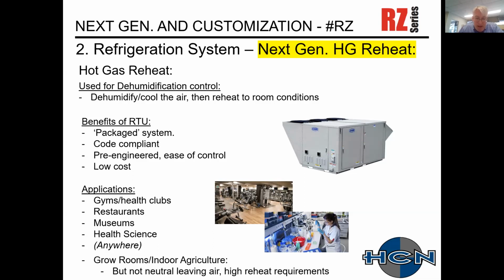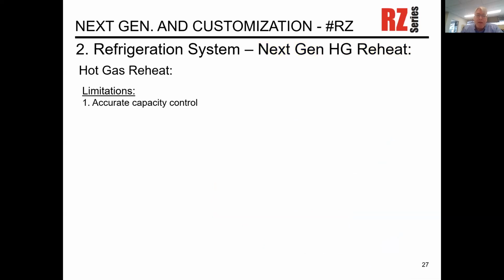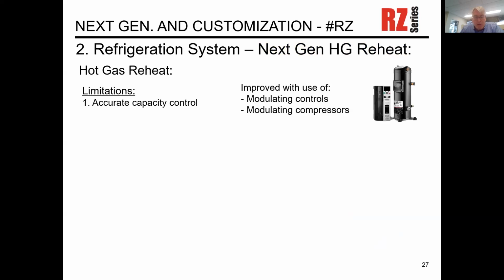And then once again, the next generation of the industry: there's a lot of grow rooms. I saw something in New Jersey that they just passed. But these grow rooms, or indoor agriculture, have a requirement for high reheat instead of neutral air. And this new hot gas reheat system that I'll talk about dovetails nicely into that. So previously, the limitation with hot gas reheat was accurate capacity control. A lot of times these were just designed initially as on-off systems. They've improved greatly in the last couple of years by providing modulating controls with modulating compressors.